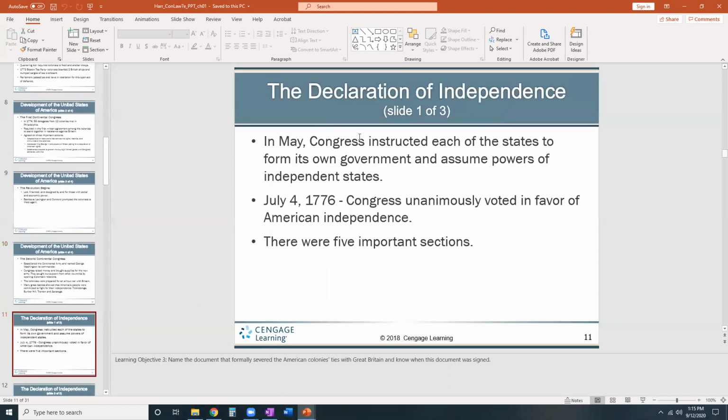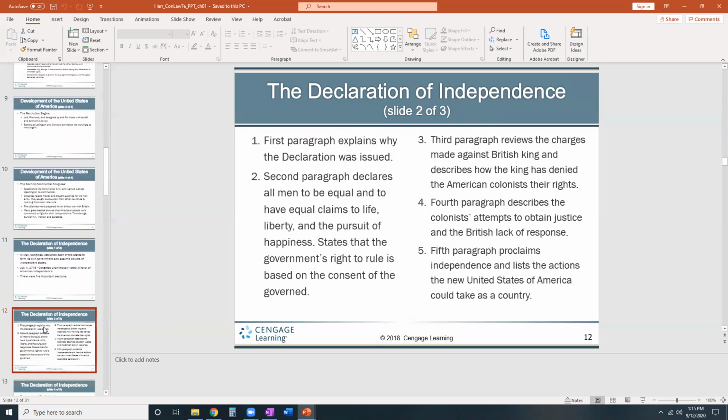Like I said, the Declaration of Independence has 5 main components. The first paragraph explains the purpose of the Declaration. Why was the Declaration of Independence actually written? The second paragraph, one of the most well-known paragraphs, and one that I go over with my law study students, talks about how all men are created equal, and how all men are endowed by God, given by God certain rights that no man may take away from them, including the right to life, liberty, and the pursuit of happiness.